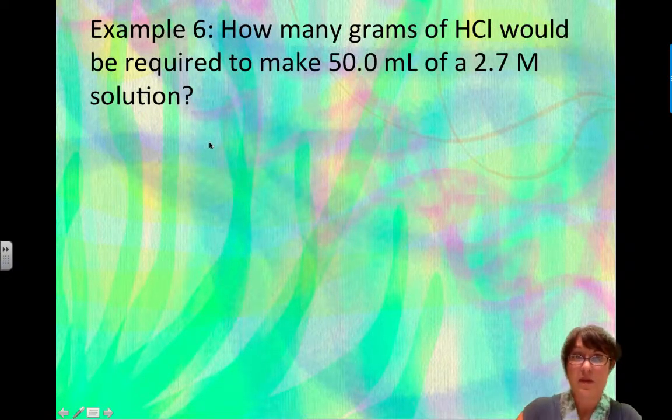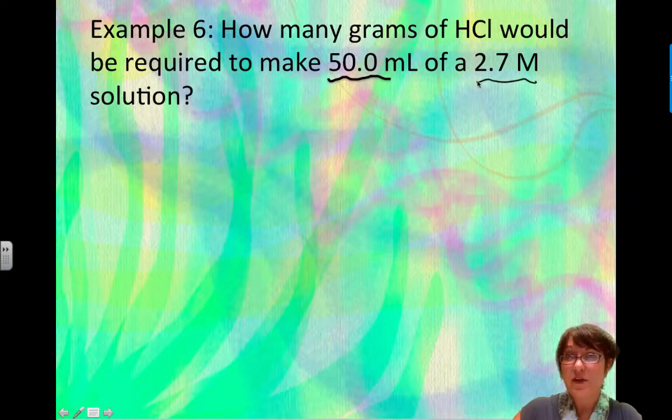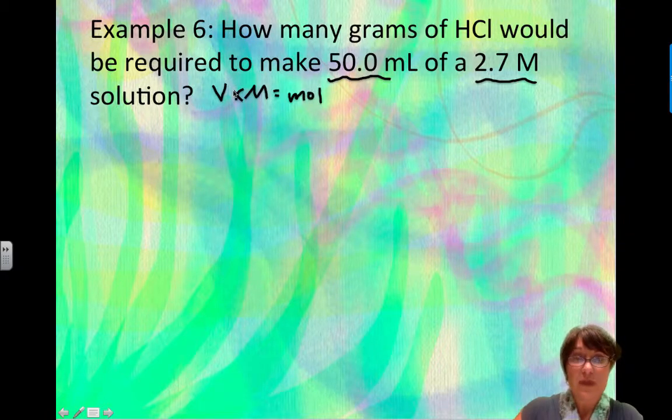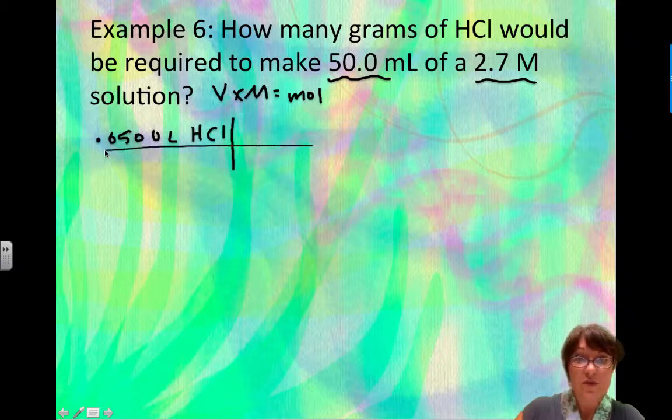Now let's work our way backwards. I have my volume, I have my molarity, I want to get to grams. So I remember volume times molarity is equal to moles. Once I have moles, I can easily get to grams. So I have 0.0500 liters of hydrochloric acid. The molarity is 2.7 moles per liter. So that's 2.7 moles. Remember, big M, write moles over liters. That's moles for every 1 liter.